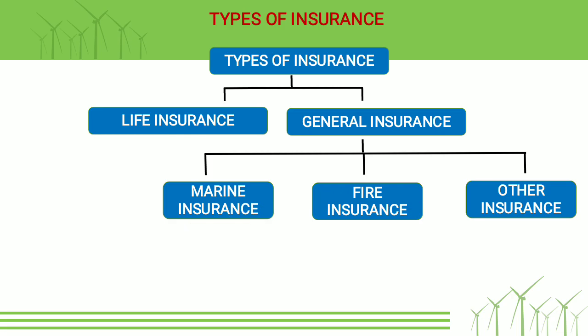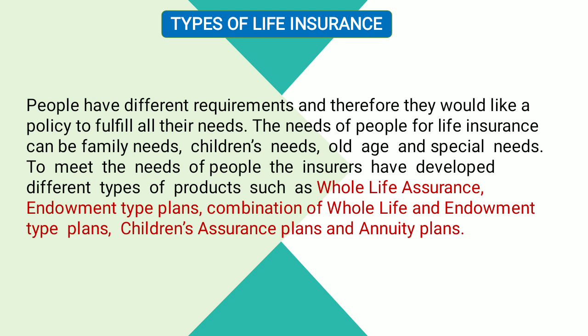These were our principles of insurance. In today's lecture, we are going to discuss the different types of insurance and the difference between them. Here you can see we have divided insurance into two parts. First is life insurance and second is general insurance. General insurance can again be divided into three categories: marine insurance, fire insurance, and other types of insurance. In this lecture we are going to discuss each type of insurance with the help of examples. First we will start with life insurance.